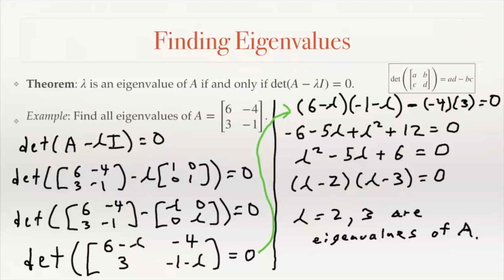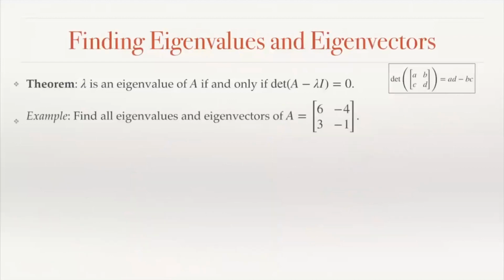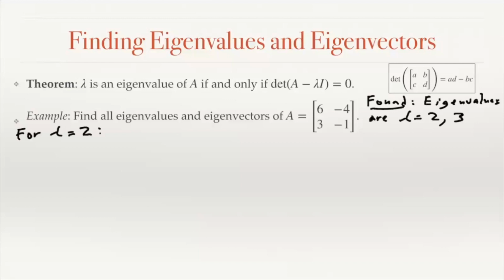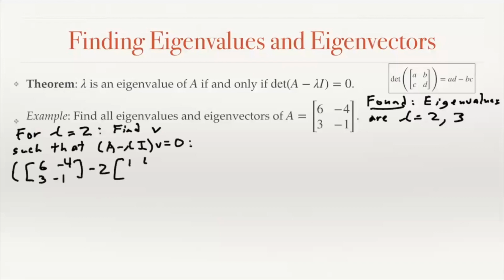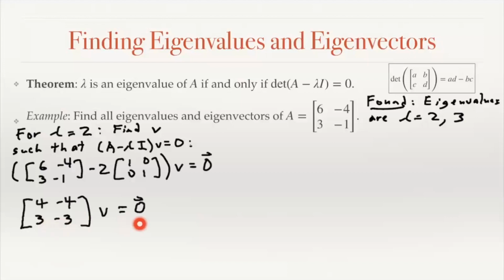And at this point, once we have the eigenvalues, we can find the eigenvectors using what we already learned how to do. So what are the eigenvectors? We just found that the eigenvalues are 2 and 3. And for each of these, we need to find an eigenvector. So for lambda equals 2, let's find that one first. We want to find a v such that (A minus lambda I)v equals 0. In this case, writing it out, it's this. So we want to find a v such that this matrix equation is true.